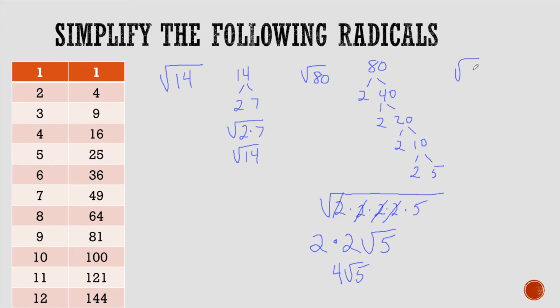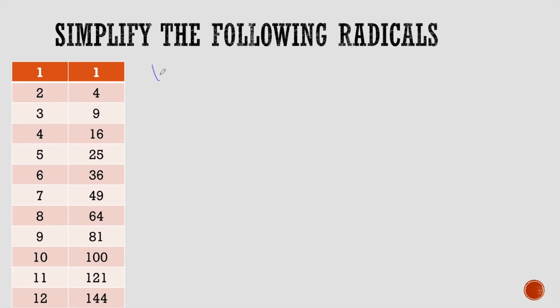Another way you could have done it is go through this list and find out what number goes into 80 evenly. 4 does, but 16 does also. 16 times root 5. Square root of 16 is 4. 4 root 5. How about square root of 288? You go down this list, look for the biggest perfect square that goes into 288. You find out it's 144. Square root of 144 is 12. The answer is 12 root 2.